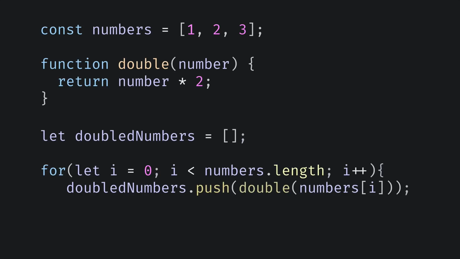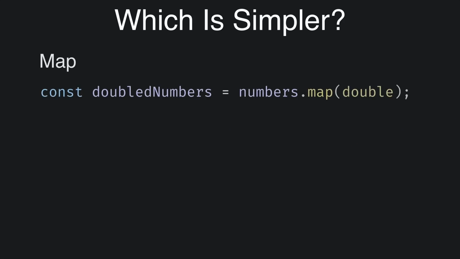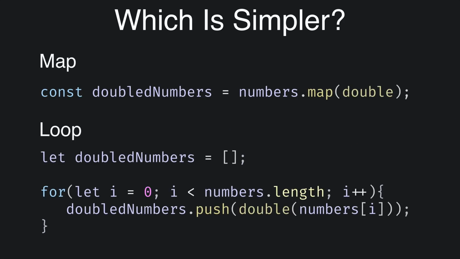This works, but let me ask you this question. Which of these two options is simpler? To me, the obvious answer is the solution where we used map, and I'll give you a couple reasons why. In the for loop, we had to make changes or mutate a couple of different things. First, the doubled numbers array, when we pushed values onto it, and i, which we incremented. Notice in the solution where we used map, we didn't mutate any data.